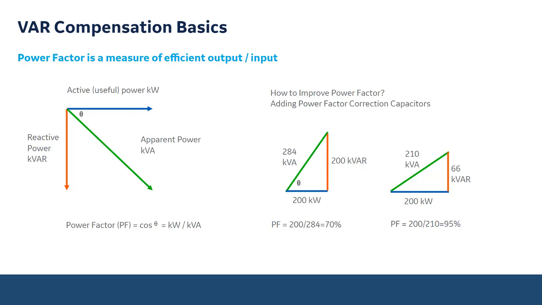Now, how to improve that power factor? By adding power factor correction capacitors. So we add those capacitors, then we can go from a 70% power factor up to 95%. So you're still getting your 200 kW, but instead of 284 kVA, you only require 210 kVA to produce that same 200 kW. And that's where you're going to see your cost savings.